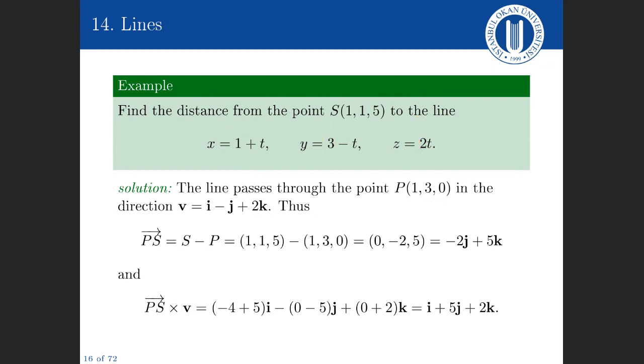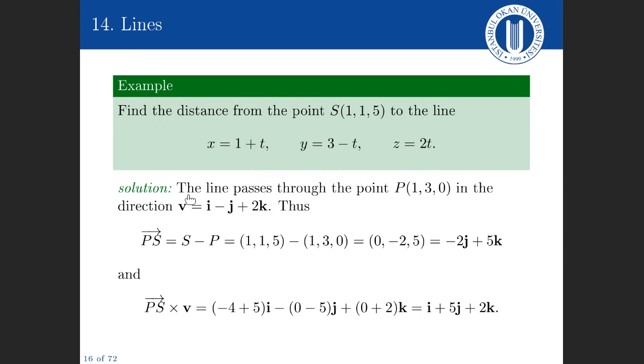We also need a vector which is parallel to the line. We take the numbers on the t. We have 1, and then minus 1, and then 2. So the vector i minus j plus 2k must be parallel to the line.